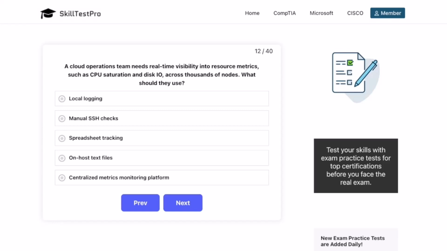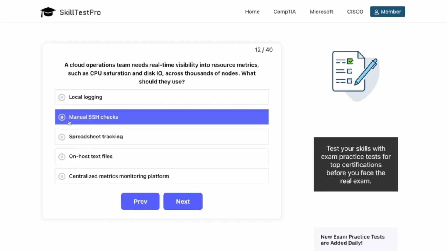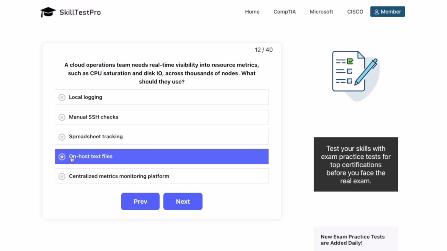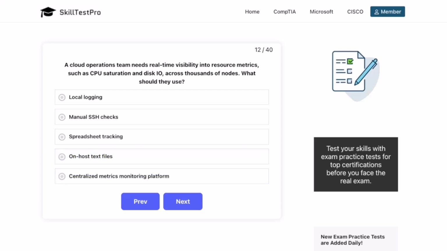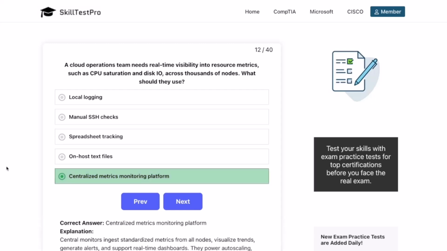Question 12. A cloud operations team needs real-time visibility into resource metrics, such as CPU saturation and disk I/O across thousands of nodes. What should they use? Local logging? Manual SSH checks? Spreadsheet tracking? On-host text files? Or centralized metrics monitoring platform? The correct answer is centralized metrics monitoring platform.